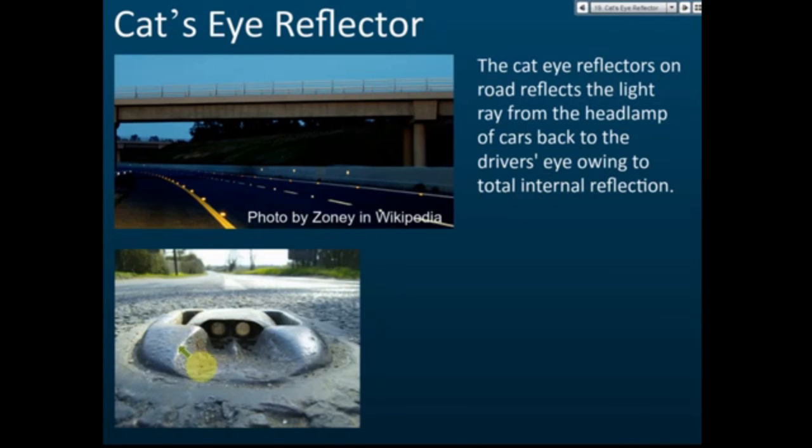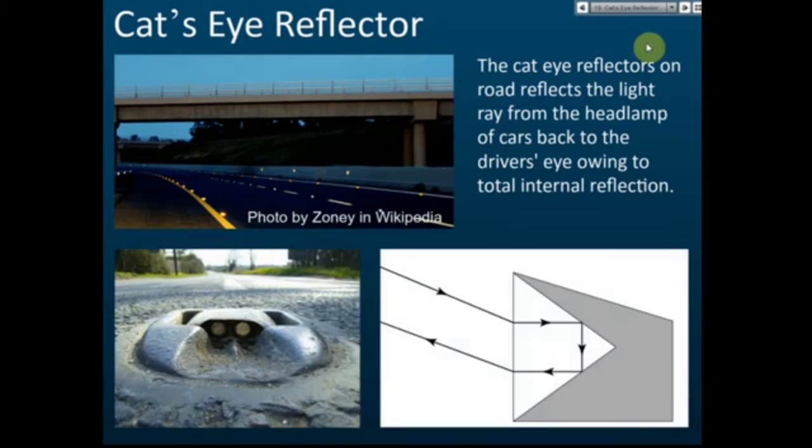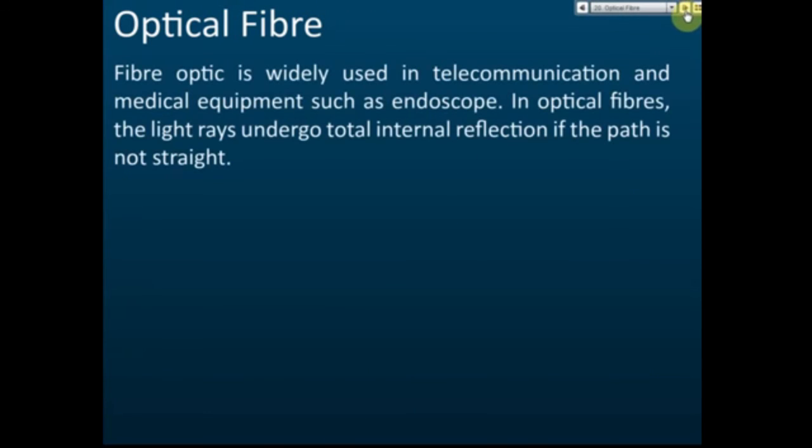Okay, so this is another diagram of the cat's eye reflector. You see this is the light from the headlamp. It goes into the cat's eye reflector, goes inside, and then undergoes total internal reflection here. Total internal reflection again, then it comes out and goes back to the eye of the driver. So therefore the driver will see the light. It looks like it's a lamp, but actually there's no lamp. This light comes from the headlamp of the car itself. That is the cat's eye reflector.